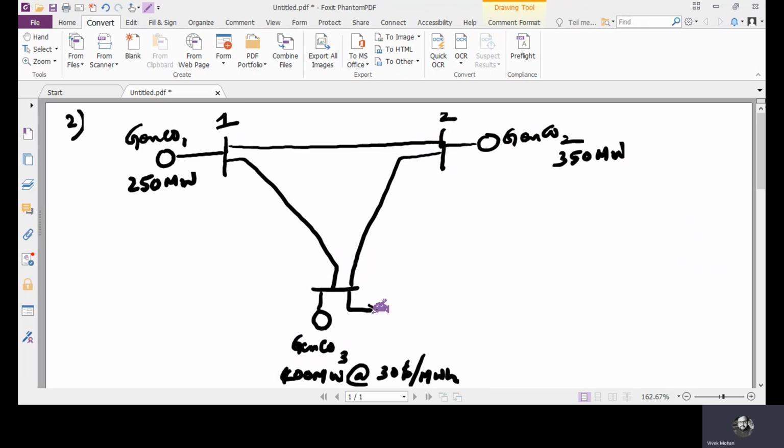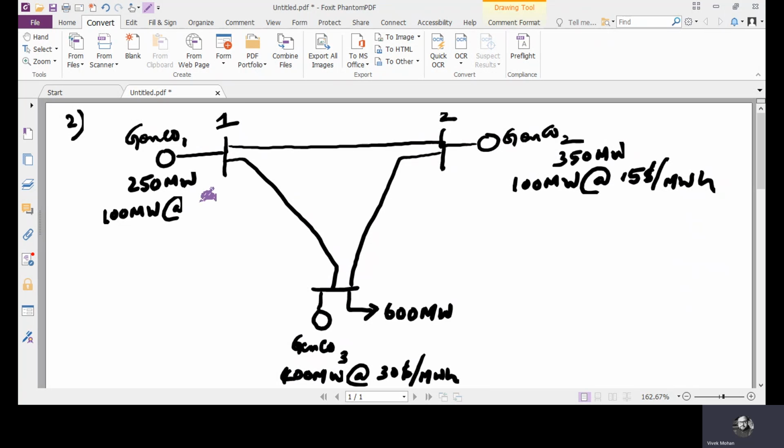Okay, a load L3 is connected here, which is 600 megawatts. Now, for Genco 2, the price is 100 megawatts at $15 per megawatt hour. For Genco 1, the price is 100 megawatts at $20 per megawatt hour. Okay, so these are the prices and capacities of the three Gencos.